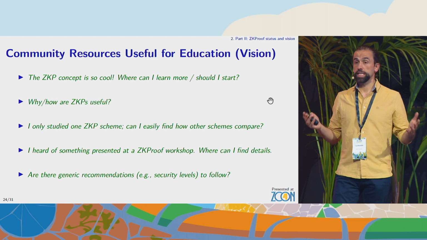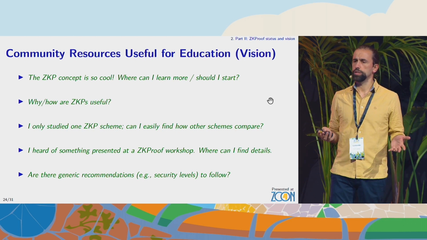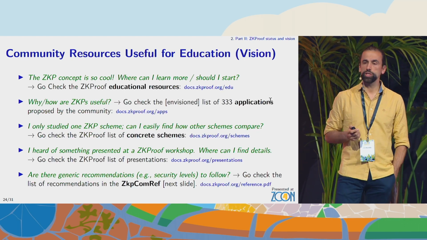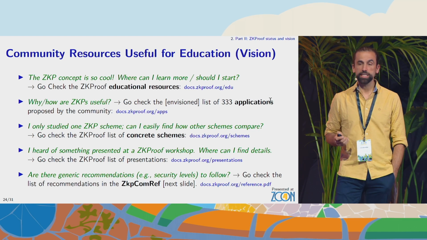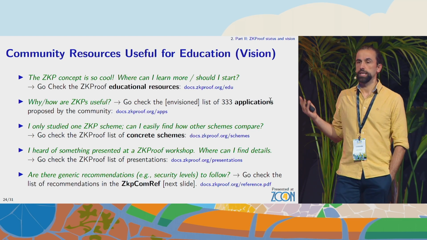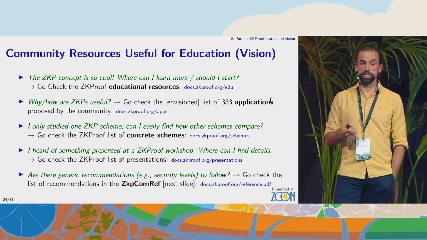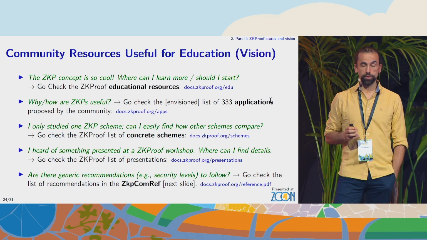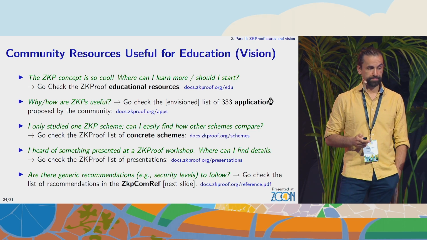Or maybe I'm even an expert on zero-knowledge proofs, but are there community recommendations that should be followed, for example, security levels? And for each of these questions, I'm not going to read all the answers, but basically we envision that each type of resource we have can be a good answer to these questions and say, go and check this particular resource on the ZKProof website.